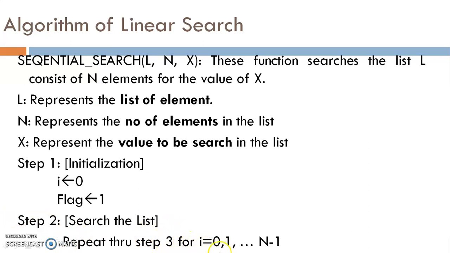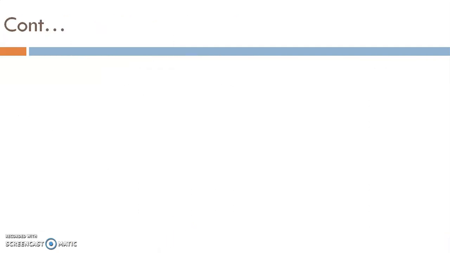For each and every element, the array index starts from 0 to n minus 1. Here I write n minus 1 because I have a total number of elements n, and our array index starts with 0. So I have to compare each and every element from 0 to n minus 1. Now in the next step, the comparison is done.